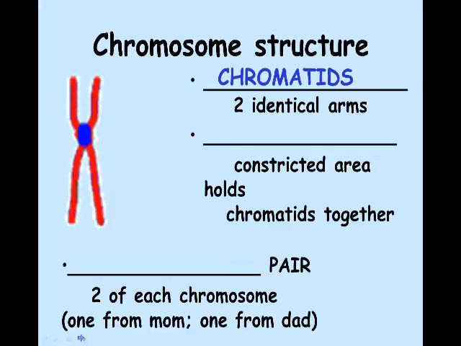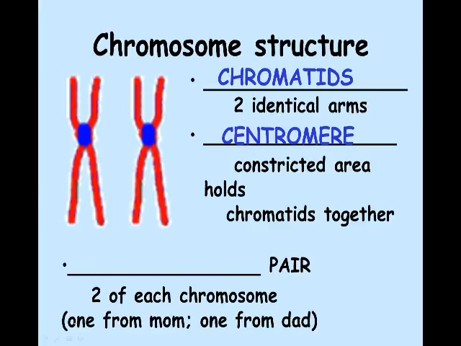And those two copies are held together by something called a centromere. Centromere is the area in the middle that holds the two chromatid arms together. If you look inside your body cells, you have two of every kind of chromosome. One came from mom, one came from dad. And so inside eukaryotic cells, we have what we call homologous pairs or homologous partners, because all of our chromosomes come in pairs. So this would be an example of homologous partners.